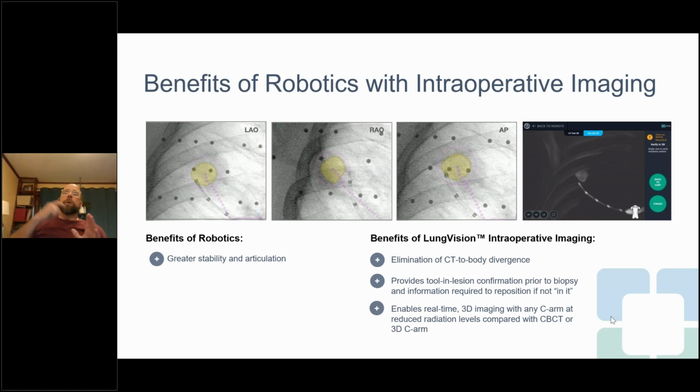But if we're able to do a spin and then confirm that we have our tool where we think it is, we're completely eliminating that CT to body divergence. And that tool and lesion confirmation prior to biopsy also gives us a little bit more confidence to go after this and maybe biopsy it with a little more vim and vigor.